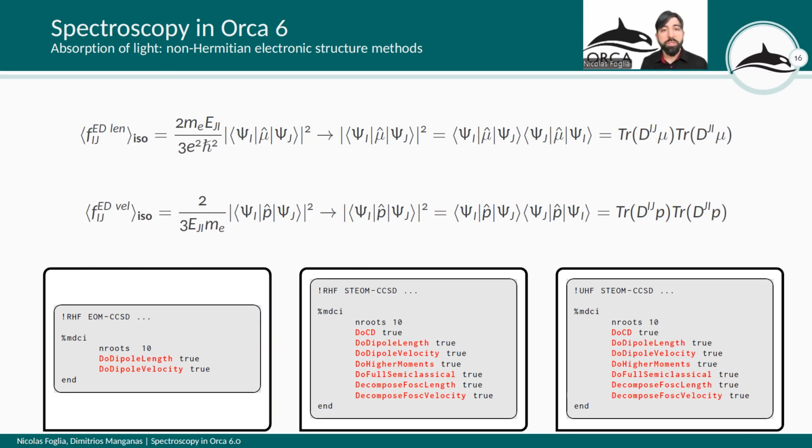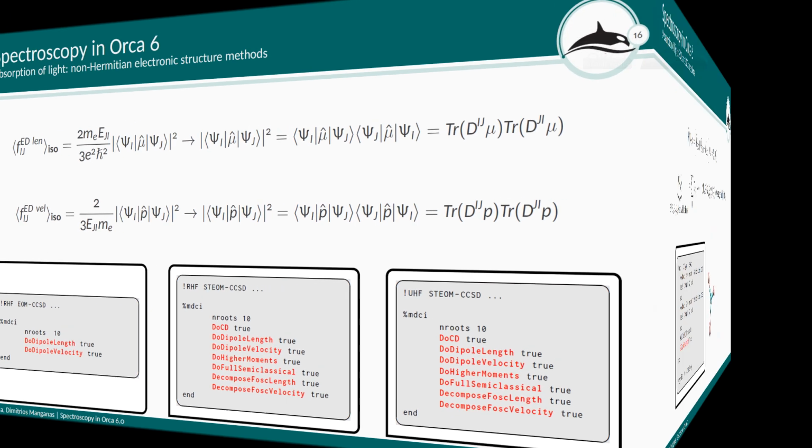The one-photon spectroscopy tool also includes a special implementation for non-Hermitian theories in which the left and right solutions are not the same, such as the case of ORCA MTCI. So this includes equation of motion coupled cluster and similarity transformed equation of motion coupled cluster, and also the new implementation for the unrestricted case has been introduced by Marcos Casanova today.